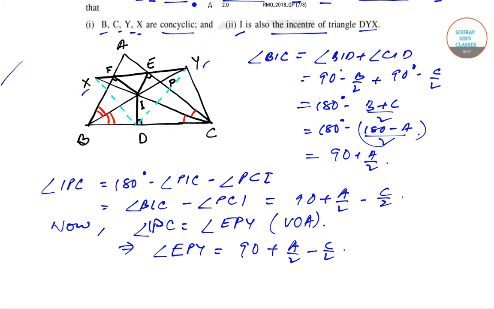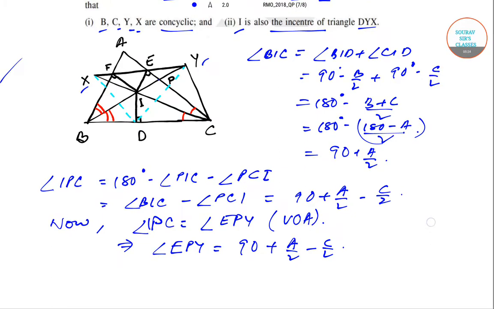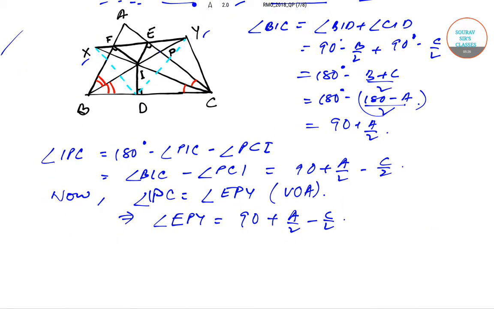So we have found out one angle EPY. Now we need to find out the measurement of the angle PEY. For PEY, what we'll try to do is find out the angle AEF. Now this angle AEF, as you can see, will be equal to 90 minus A by 2.